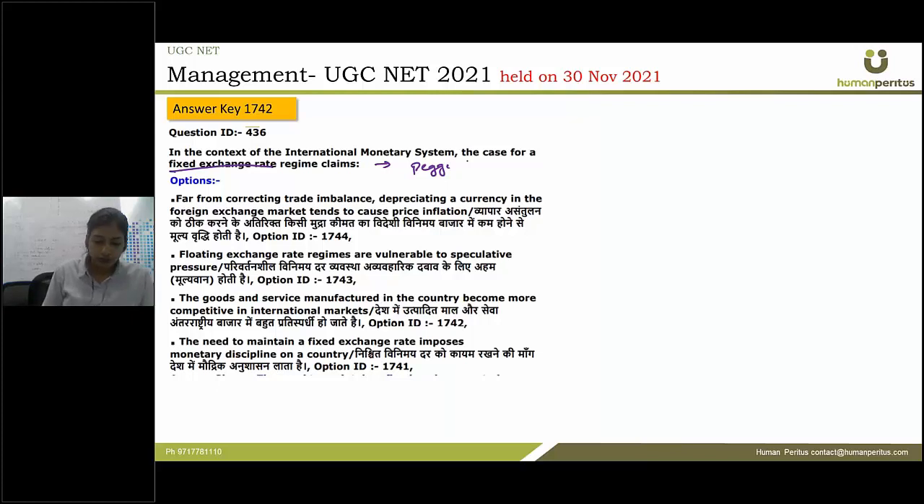Now, in this case, it says that in the case of a fixed exchange rate, the goods and services manufactured in the country become more competitive in the international market. And why is that? Because when you have a fixed exchange rate, there would not be any inflation, there would not be any fluctuation in the currency. So a lot of people will start manufacturing their products because they know that they will have a fixed income, fixed profit. Because of that, there will be a lot of manufacturers, a lot of investors, and when there are a lot of investors, then there will be more competition. So because of a fixed exchange rate, goods and services become more competitive in international markets.